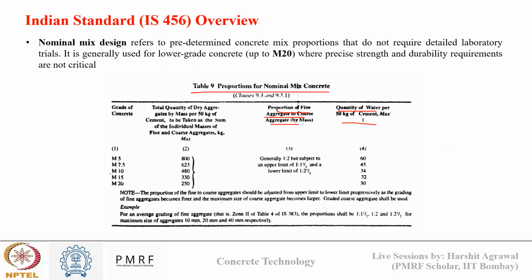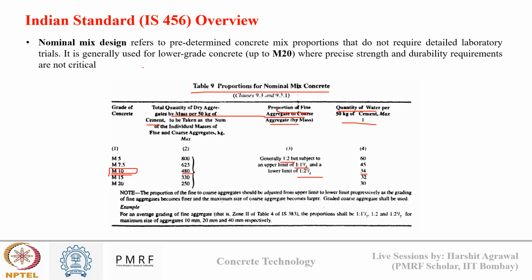Suppose I want to prepare an M10 concrete. What this table says is that I need to take 480 kg of aggregate per 50 kg of cement. In the aggregate I need to keep a proportion of fine to coarse aggregate generally 1 is to 1.5, or 1 is to 2, or 1 is to 2.5. In this range I need to keep the proportion of fine and coarse aggregate, and I need to use 34 liters of water per 50 kg of cement. If I take these proportions, I may get a strength of M10 grade.